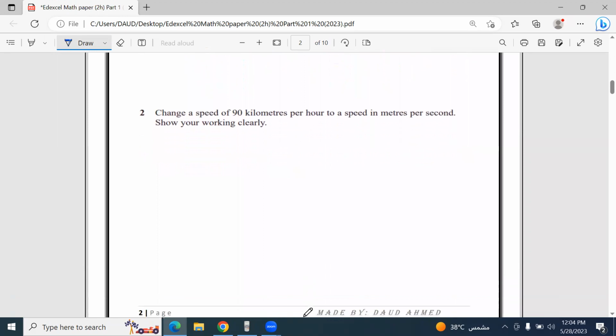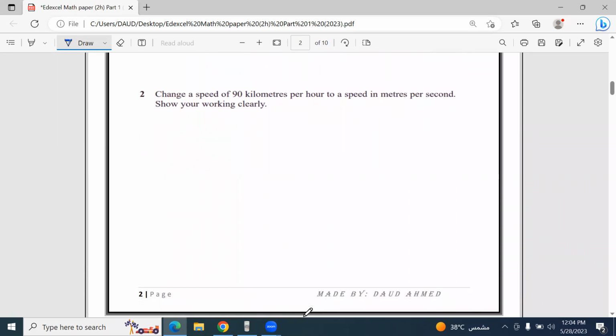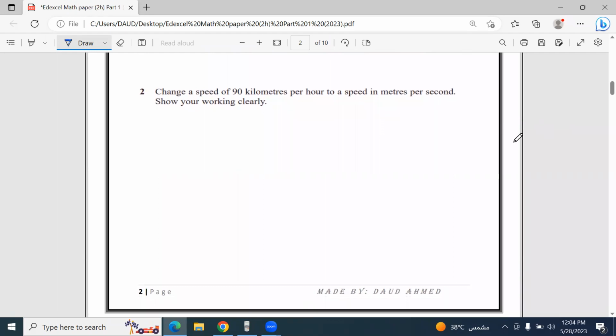Change speed of 90 km/h to speed in meter per second. So remember that 1 kilometer equal 1000 meter, and 1 hour equal 3600 seconds. That will help you.